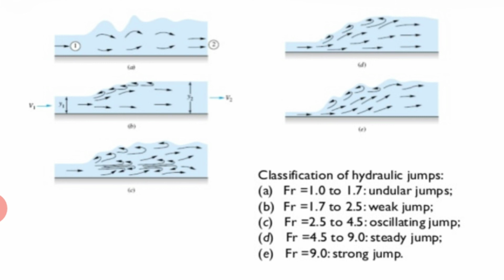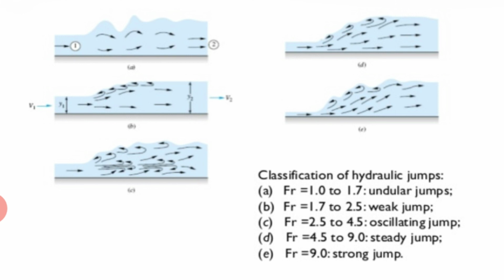Then the Froude number is between 1.7 to 2.5. It is a weak jump. Figure B represents the weak jump. And figure C is for a Froude number between 2.5 to 4.5. The jump is an oscillating jump. It is oscillating. That is figure number C.